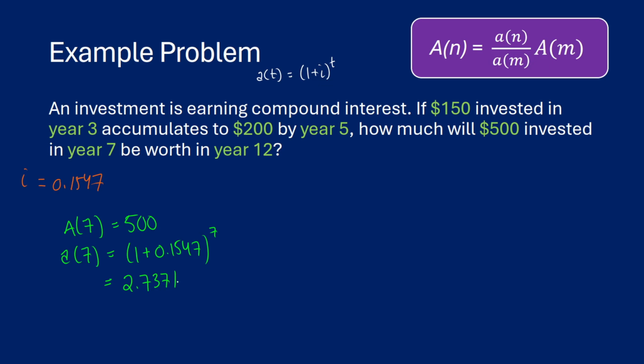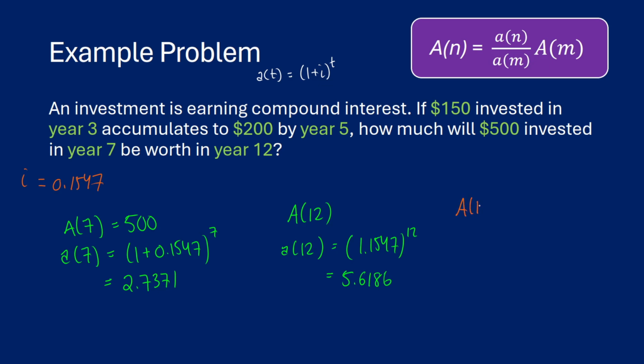Okay, now we need to know how much $500 invested in year 7 will be worth in year 12. So we need to figure out what A of 12 is, but we do know what little a of 12 is, because this is just going to be the same thing as a 7, but we're raising to the power of 12. So 1.1547 raised to the power of 12. And what is this going to be? Well, just change that in our calculator, and that's going to be 5.6186. Okay, so now we have some numbers.